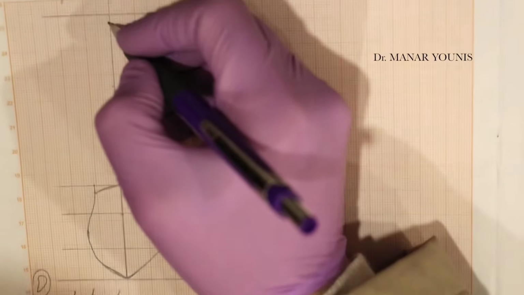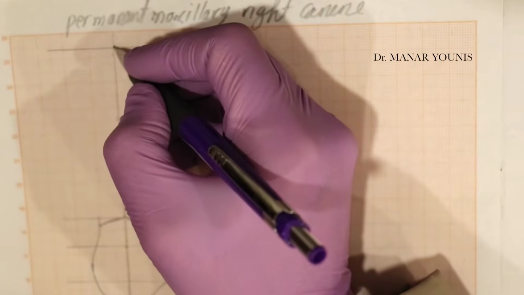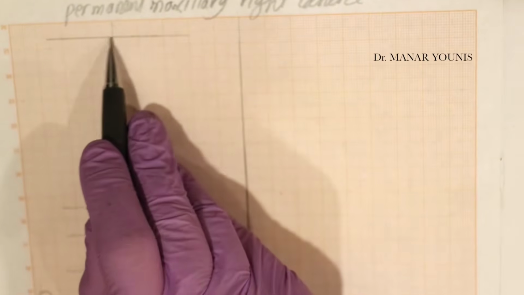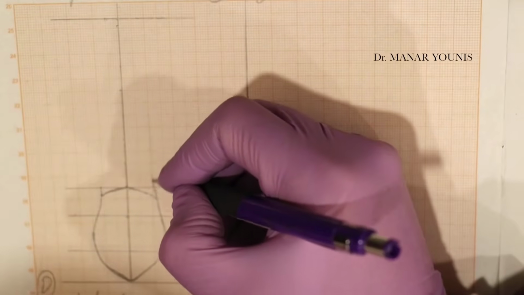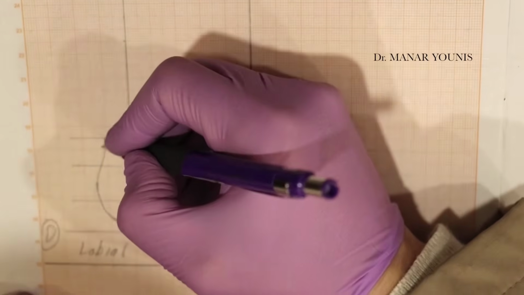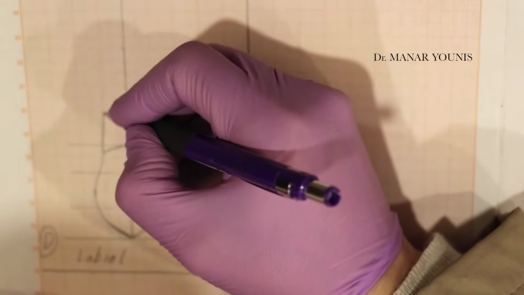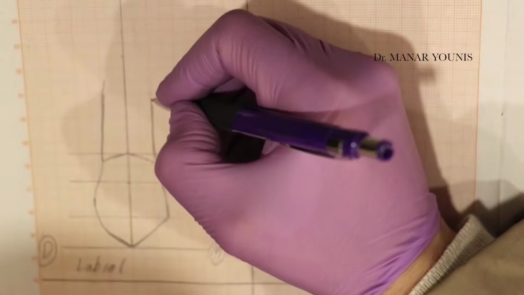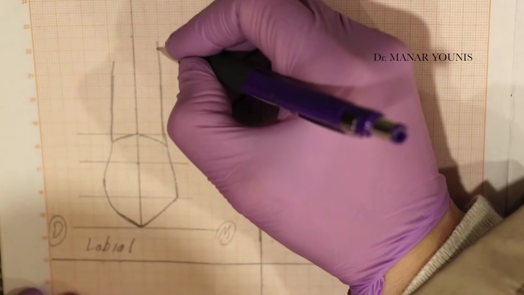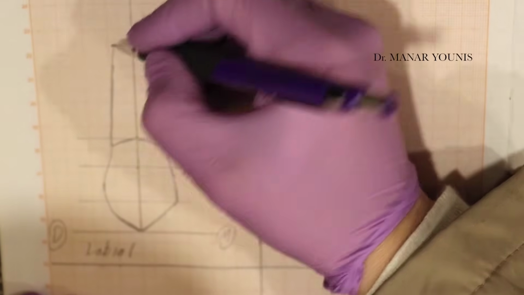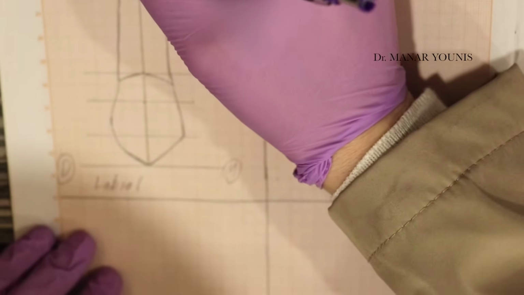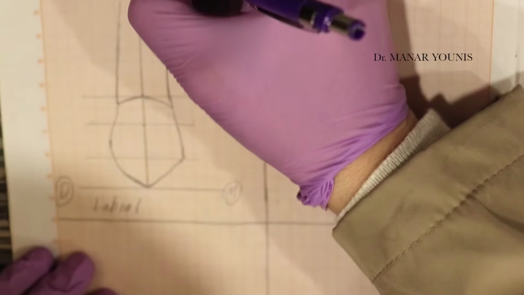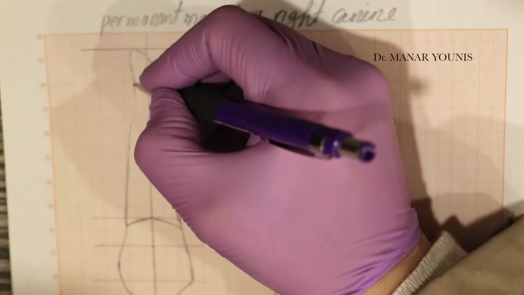I will mark about 3 millimeters below the end of the root and 4 or 5 millimeters to the distal. These are the outlines of the root, mesial and distal. As you can see, approaching the apical third, the root begins to taper into a pointed or blunt apex with a slight curvature toward the distal.